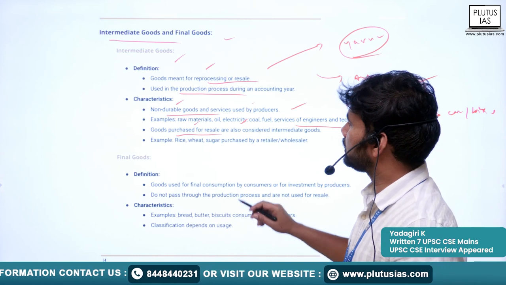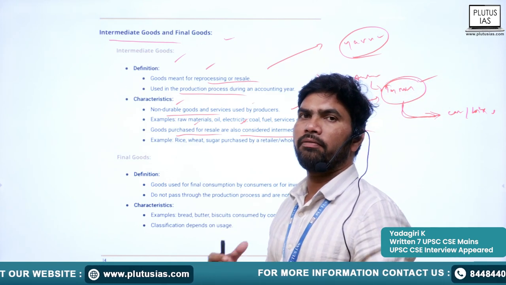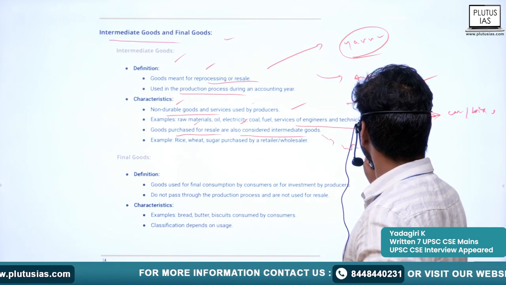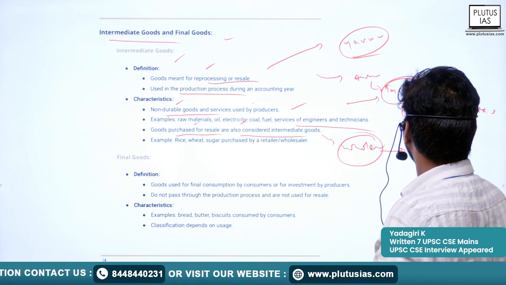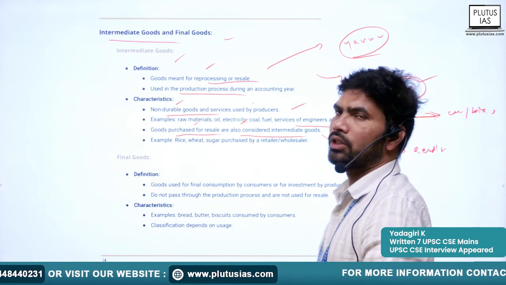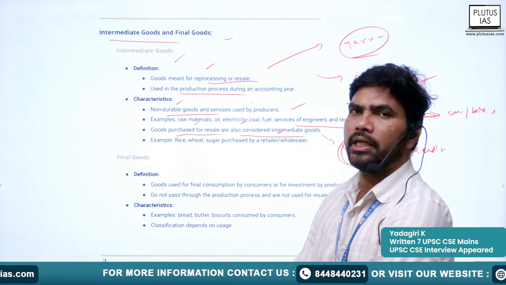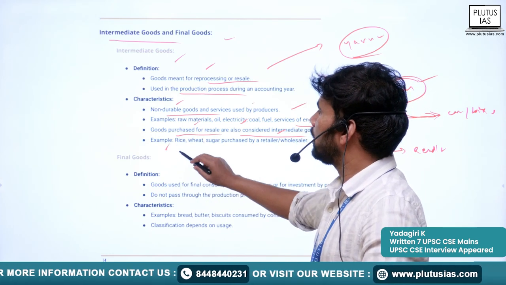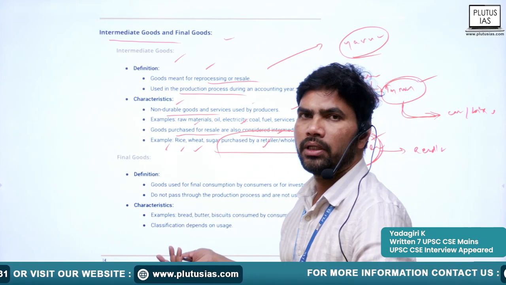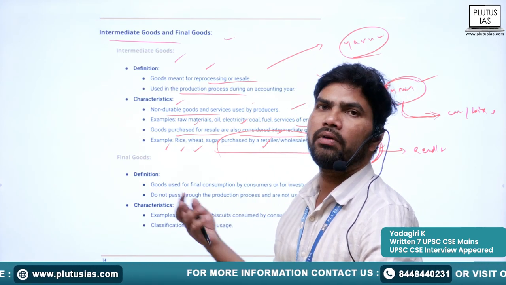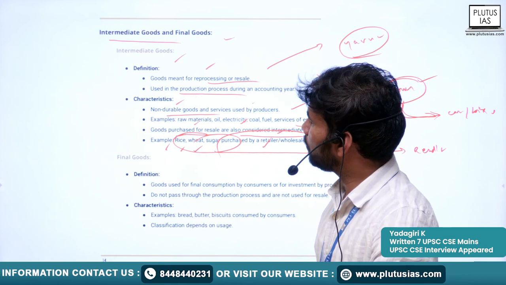Similarly, goods purchased for resale are also considered as intermediate goods. For example, wholesalers purchase the goods from the producers directly, and again they resell to consumers. So whatever goods are purchased by the wholesaler are also considered as intermediate goods. Examples include rice, wheat, sugar. They are purchased by a wholesaler and sold to the retailer, and that retailer again sells to the consumers. So in this process, these are also considered as intermediate goods.